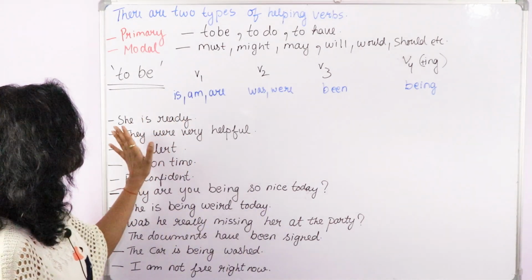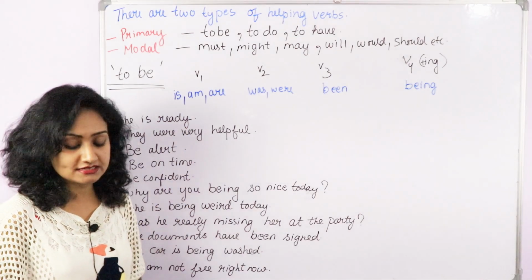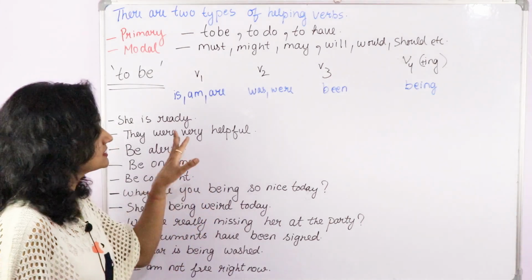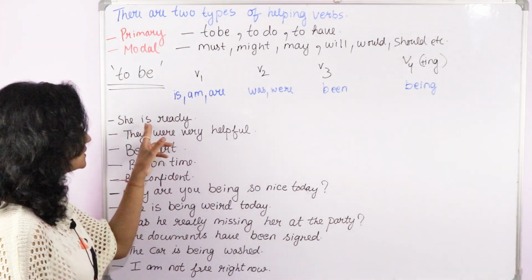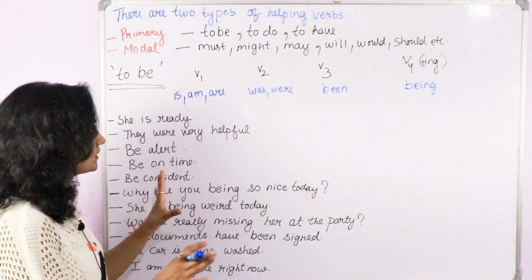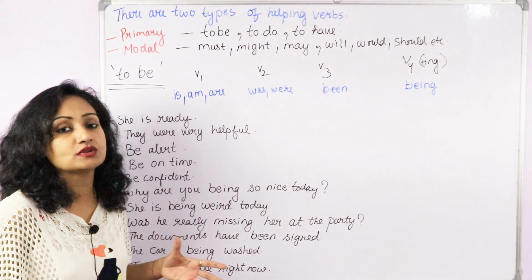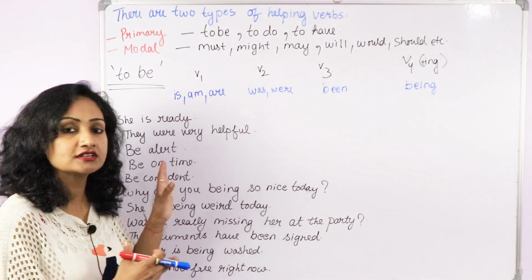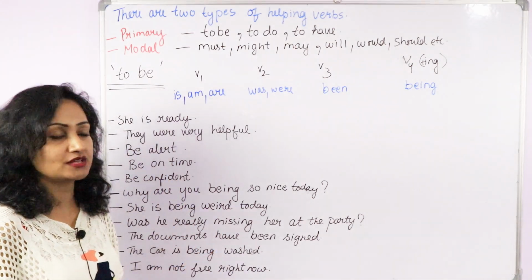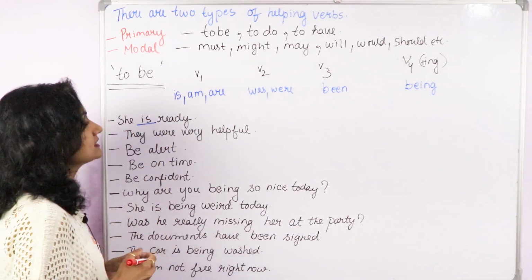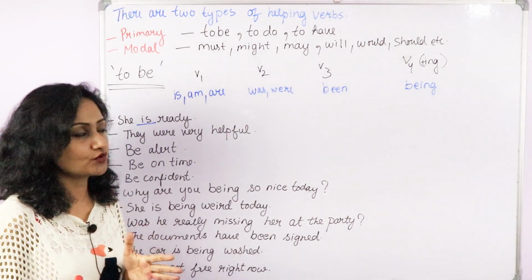Okay, now first is: she is ready. So ready is an adjective here. Ready is giving information about she, so that's a describing word. Okay, so here we just have one verb. However, it's a to be verb or helping verb, but since there is only one verb in a sentence, here it's a main verb. It is acting as a main verb. Okay, so she is ready. So here this is is the main verb.